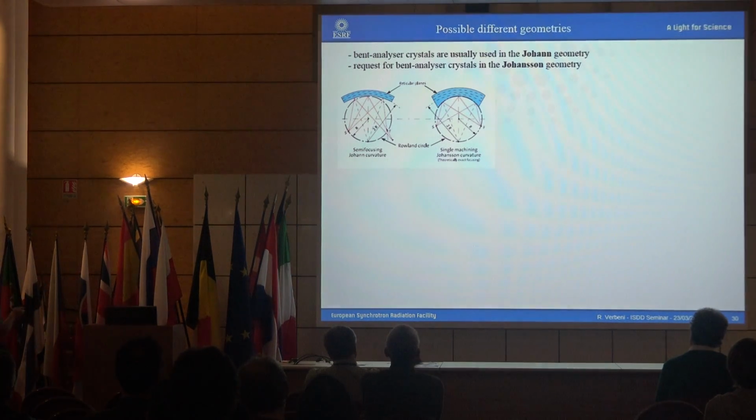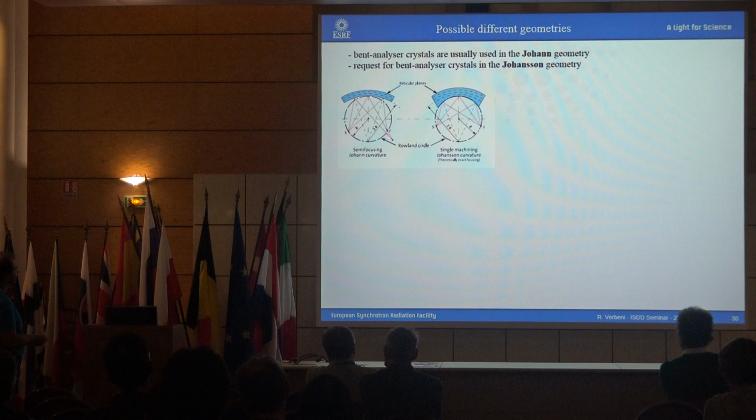So here I want to talk about Johansson ion geometry. 90% or 99% of the bent analyzer crystals that are used now in the community are in so-called Johann geometry. In Johann geometry, you have your sample, your detector, and your analyzer on the Roland circle, which has a radius R, and the crystalline planes have a curvature radius 2R, and the surface has the same curvature as the crystalline planes.